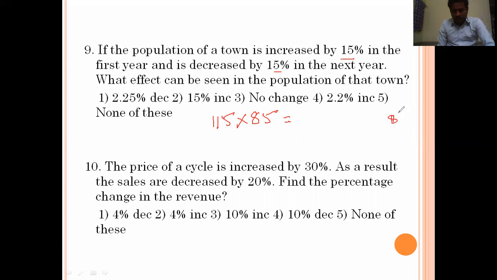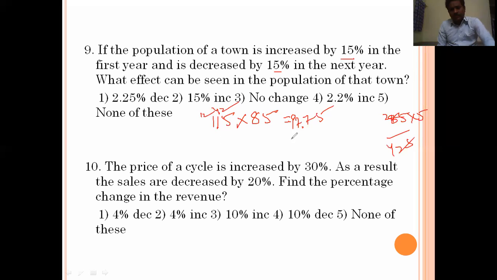85 fives are 425, 85 ones are 85, plus 42, 127. 85 ones are 85, plus 12, 97.